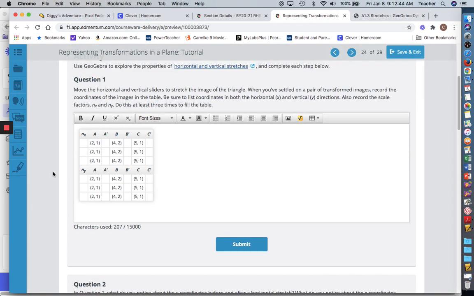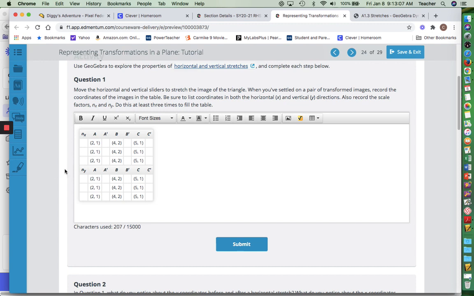Okay, so move the horizontal and vertical slider to stretch the image of the triangle. When you settle on a pair of transformed images, record the coordinates on the images in the table. Be sure to list the coordinates in both the horizontal and vertical stretches. Also record the scale factor. Okay, that's your n, by the way. That's how much something gets bigger or smaller. Do this at least 3 times to fill in the table.